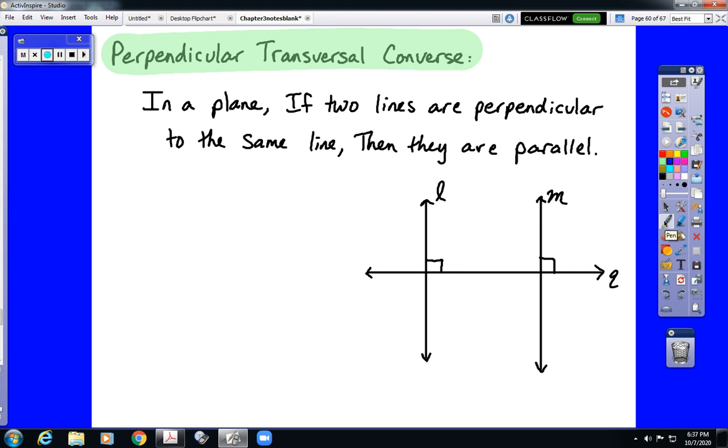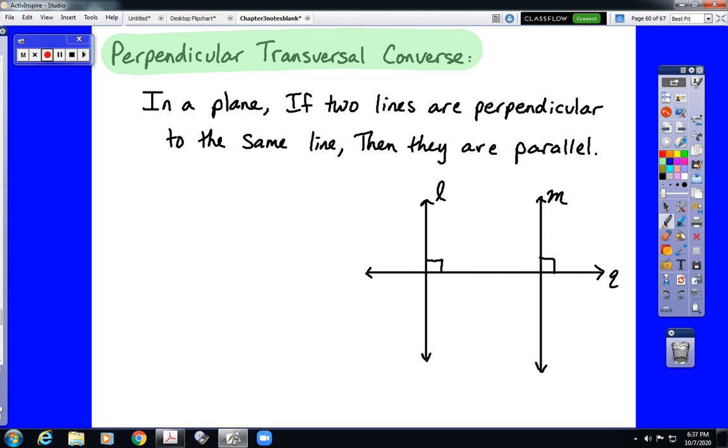The perpendicular transversal theorem said that in a plane, if a line was perpendicular to one of two parallel lines, then it had to be perpendicular to both. So the converse is going to read similarly. If two lines in a plane are perpendicular to the same line, then those two lines are parallel. So this is going to be a special case situation.